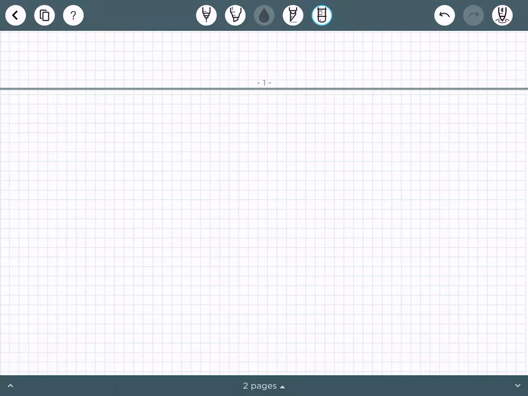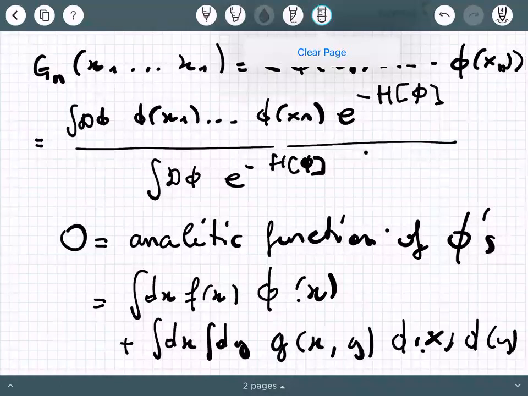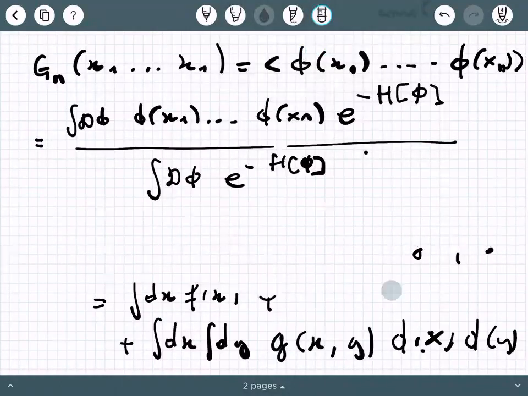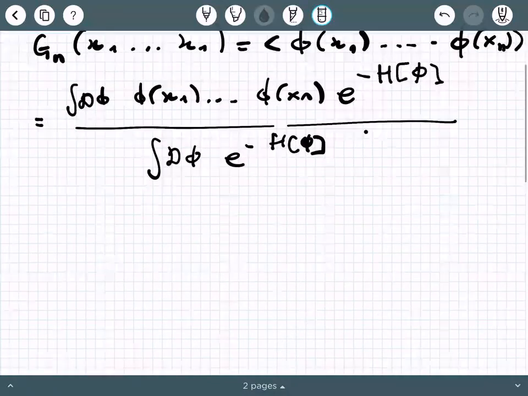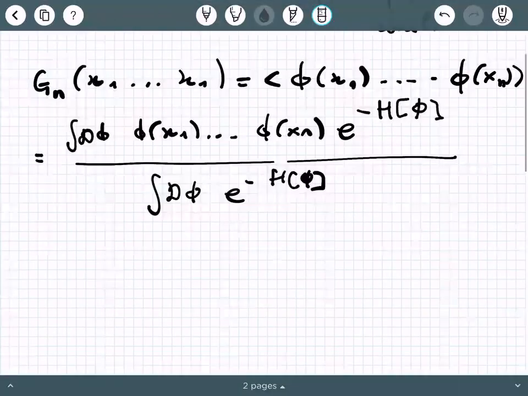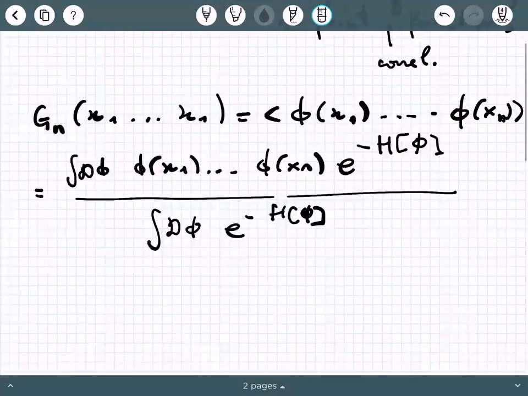But of course, to solve the field theory, you need to go back and be able to evaluate this integral, which is an infinite dimensional integral, for your specific Hamiltonian of interest. And this is, of course, a formidable problem. Because, as you well know since high school, integrals, even in one dimension, are not always something you can actually compute analytically.